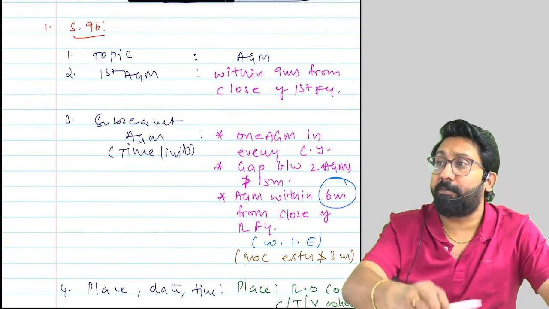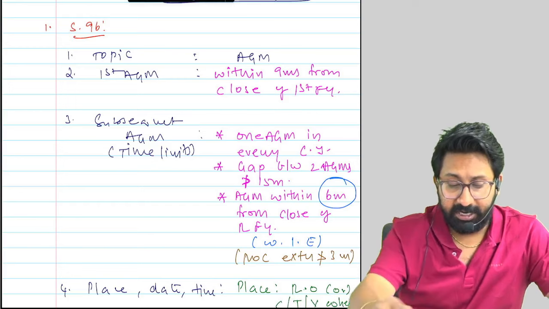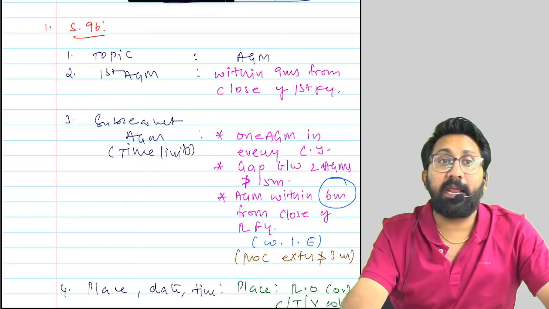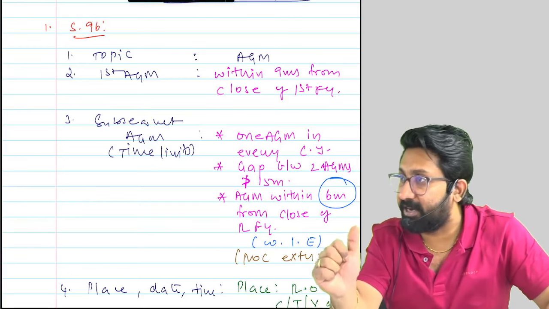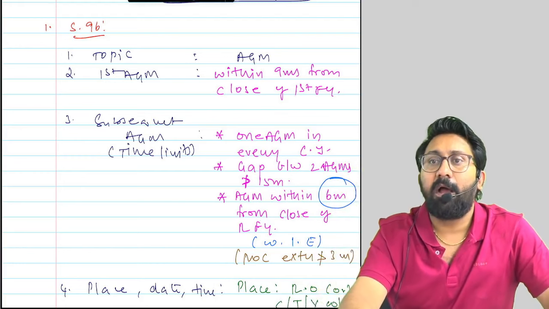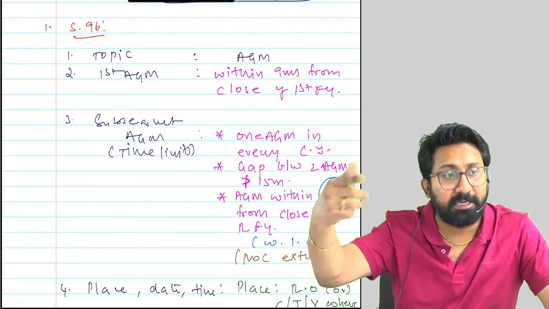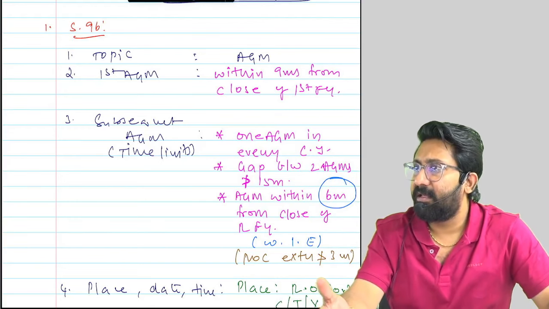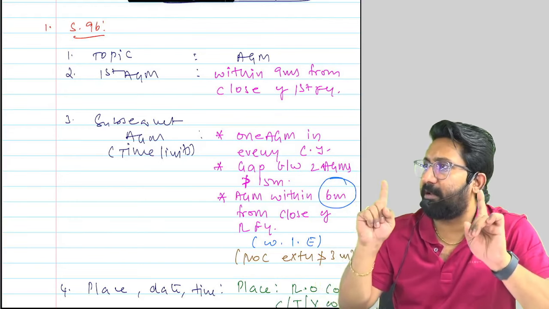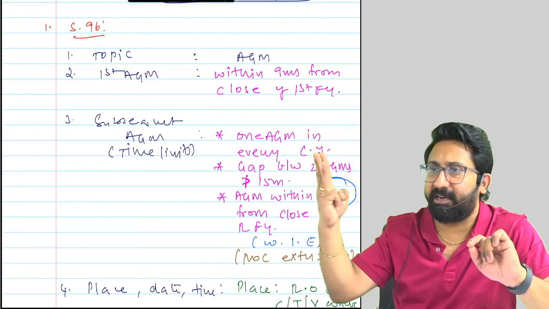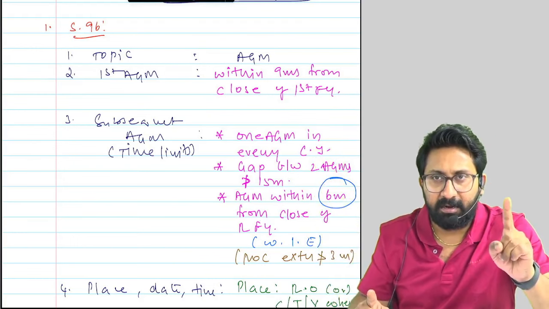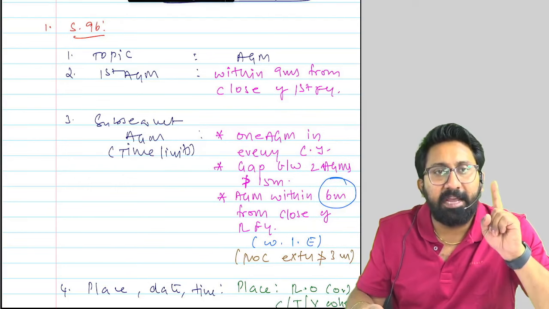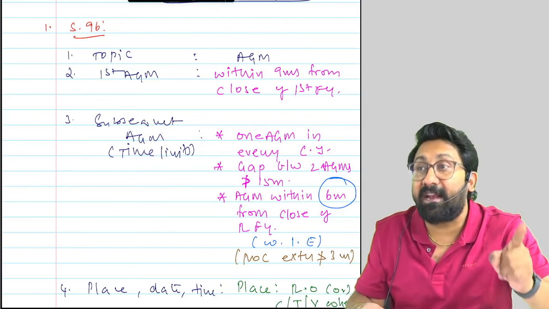Fast. What is the topic covered in 96? AGM. What is the first AGM date? 9 months from the end of the financial year. Which financial year? First financial year. What is the time limit for conducting subsequent AGMs? First thing, point number one. Subsequent AGMs, three dates are there. Number one, an AGM must be conducted in every calendar year.